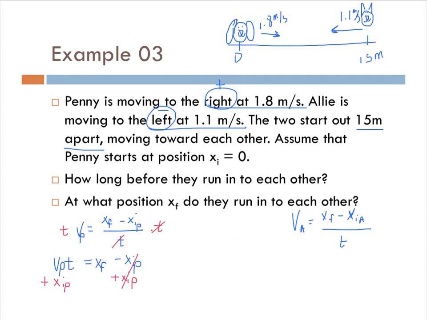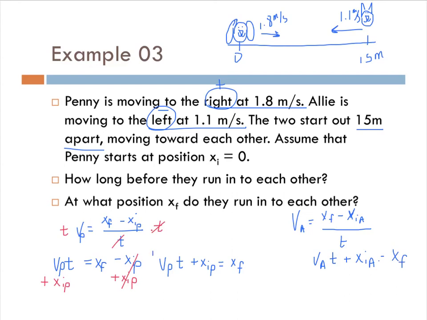It's just telling more information about it. So I'm going to rewrite this over here. V_P times t plus x_iP equals x_f. Same thing over here. Because the algebra is exactly the same, I'm just going to go ahead and write what I know it will look like. Now they both have an equation equal to final position.